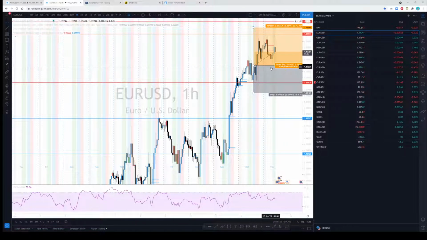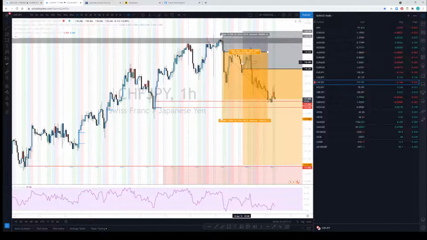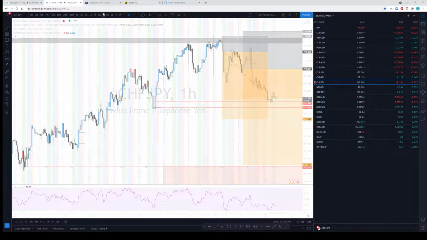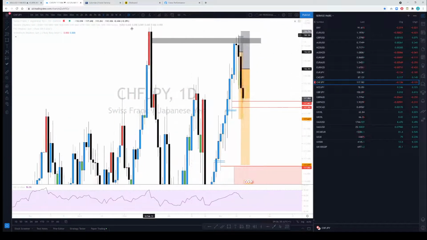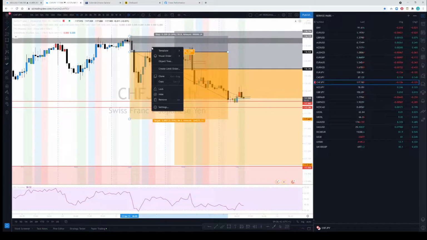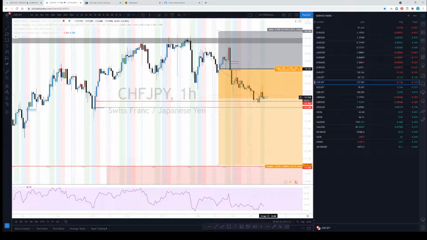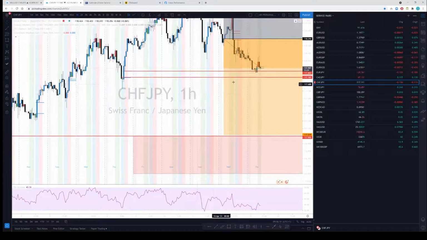So the pairs that I want you to focus on is the one I showed you yesterday, right? The Swiss yen, because I think it's going to start dropping. Therefore, if you did take out the sell that I showed you yesterday in here, you'll be already at TP1 and you'll be expecting a continuation to the downside.